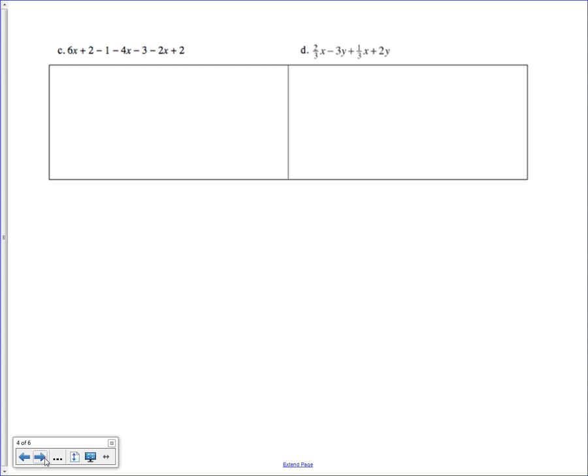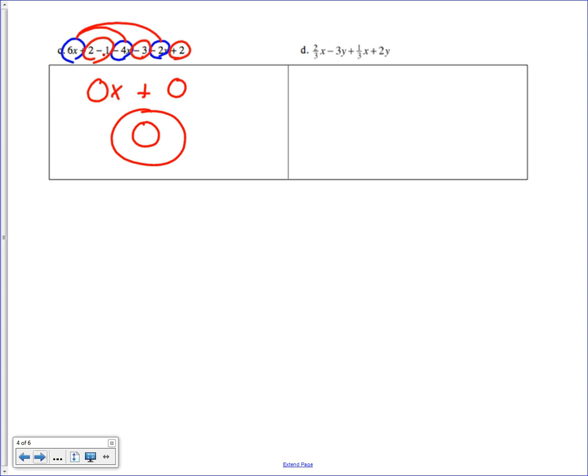C, I have a 6x, a negative 4x, and a negative 2x. And then the rest are actually numbers. I have 2 minus 1, minus 3, plus 2. So for these ones, 6 minus 4 is 2, minus 2 is 0. So I have a 0x, plus 2 minus 1 is 1, minus 3 is negative 2, plus 2 is 0. So I end up with the answer of just 0.